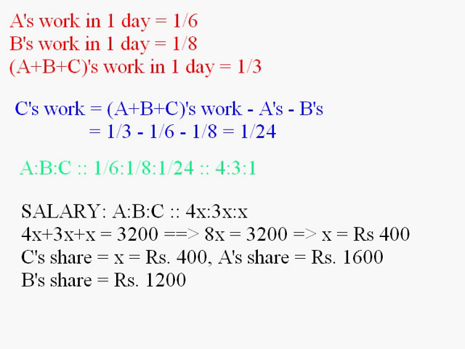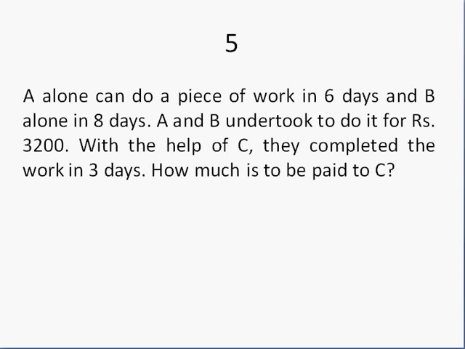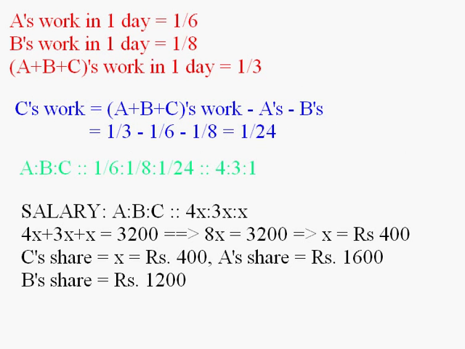So we got it. Once again we'll quickly see this question. A can do a piece of work in 6 days. B alone can do the piece of work in 8 days. A and B undertook to do it for rupees 3200. With the help of C they completed the work in 3 days. How much is to be paid to C? What we did, we converted whatever we knew into mathematical language: A's work in 1 day is 1 upon 6, B's work in 1 day is 1 upon 8, A plus B plus C's work in 1 day is 1 upon 3. Now C's work can be calculated by using the three equations that we just wrote.